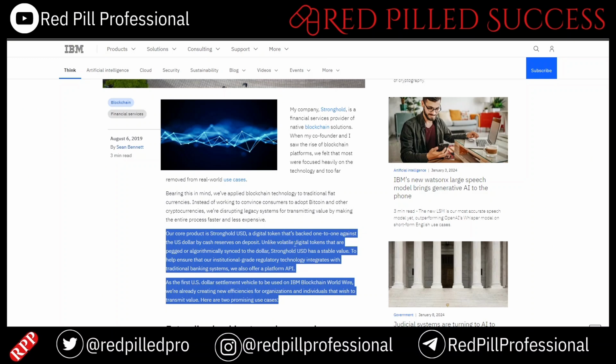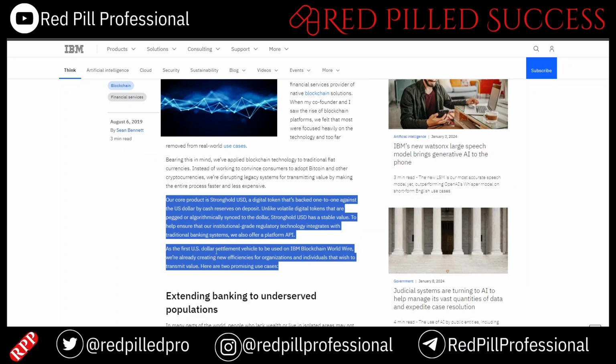Unlike volatile cryptos that are pegged or algorithmically synced to the USD, our USD token has a stable value. To help ensure that our institutional grade regulatory technology integrates with traditional banking, we also offer a platform API. As the first US dollar settlement vehicle to be on IBM World Wire, they are already creating new efficiencies, blah, blah, blah.